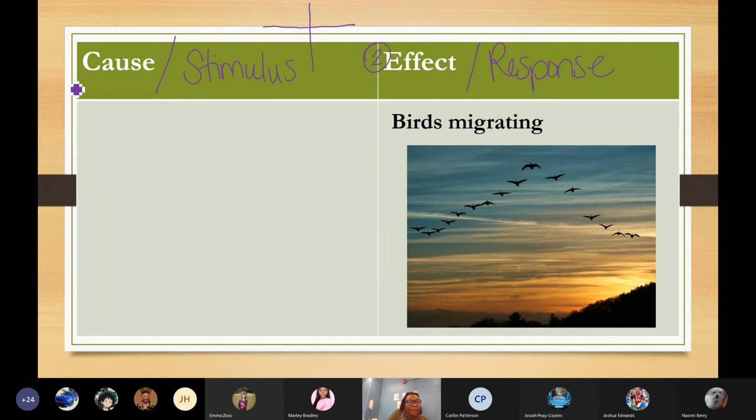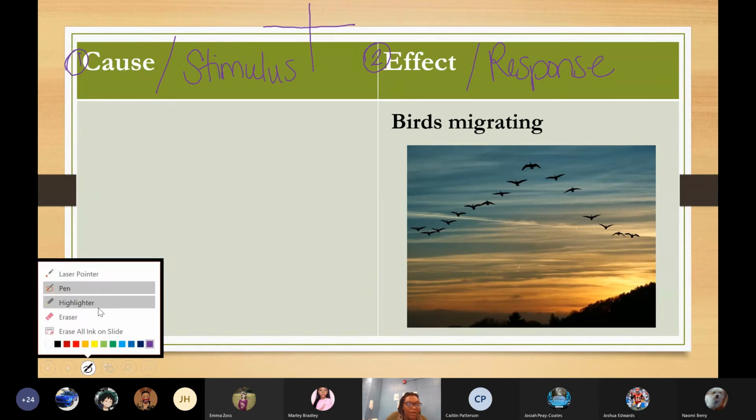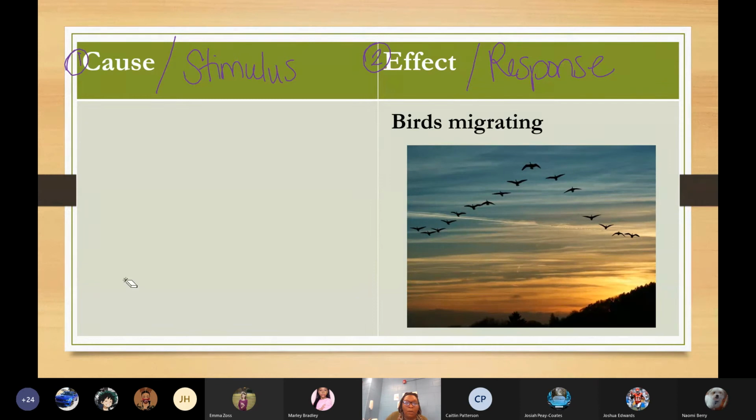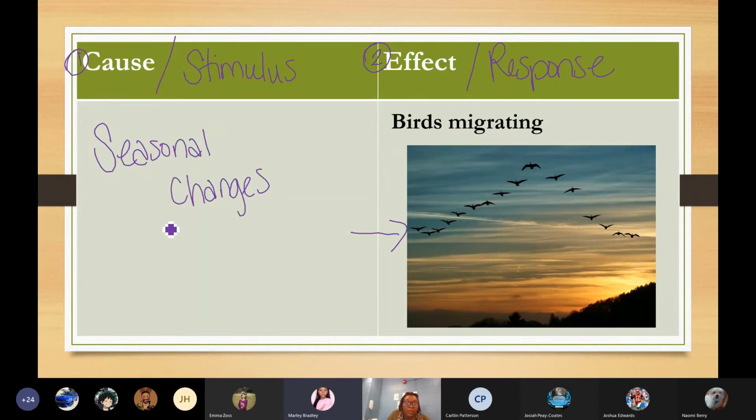This is our second step. So when we're talking here about birds migrating, could someone please let us know, turn your mic on, what causes birds to migrate? Seasonal changes. And that's the main reason. Go ahead and turn your mic off, please.